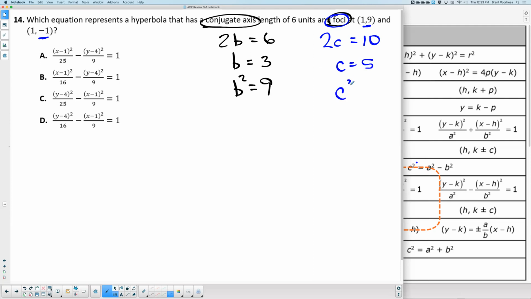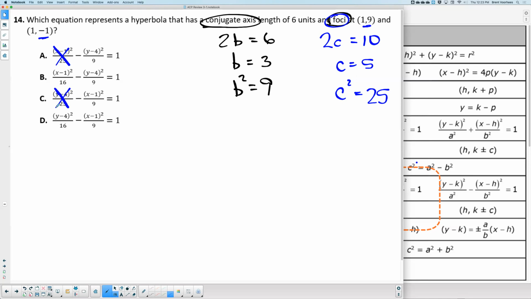And then c squared. Here's the other trick. What is c squared? And that will never be in the equation. It's important to find, but it's never in the answer choice. So we can eliminate, because what is in the answer choices are a squared and b squared, but never c squared. So those two are out.